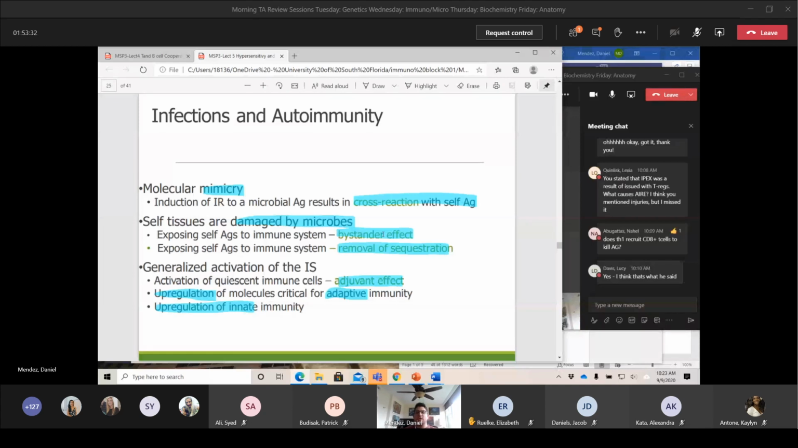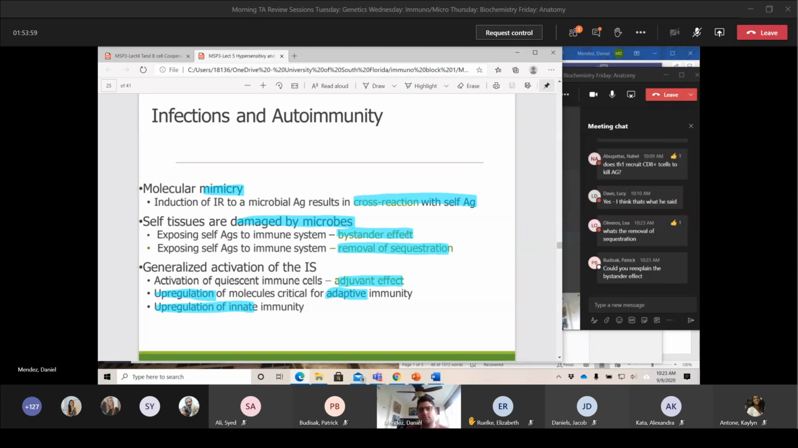We're getting a huge increase just to be able to fight off what we're trying to fight off, but we're not creating a directed response. We're just creating a huge response, just attacking everything. So removal of sequestration is just removing certain things of that cell. So if the bystander effect is going to be killing things in the area, removal is going to be your phagocytizing cells that you're not supposed to be phagocytizing. So bystander effect is mainly cytokines.